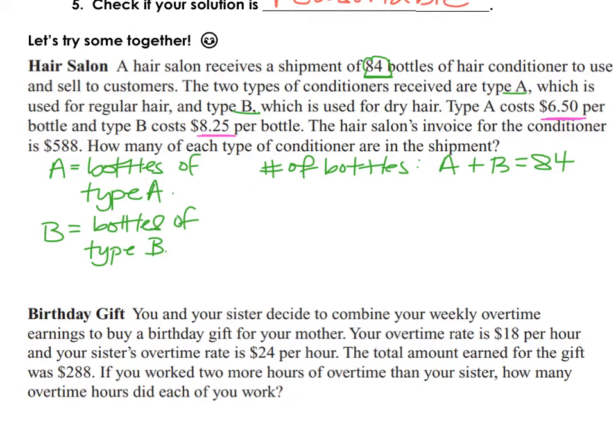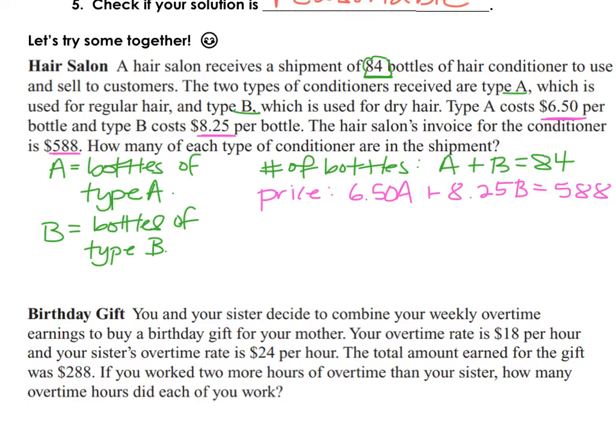For the price, though, we know there's an invoice of $588. That's how much they spent on all of the conditioner. But A and B have different values. So if we do a price equation, type A is only $6.50 a bottle. If we take $6.50 times A, that would be the total invoice represented by the A type of conditioner. B, we have $8.25 per bottle. Together, that would be a total on the invoice of $588.